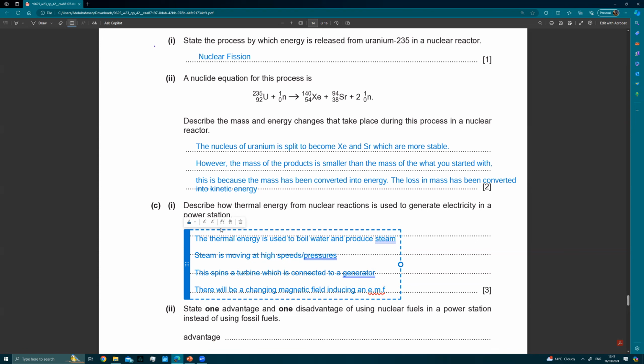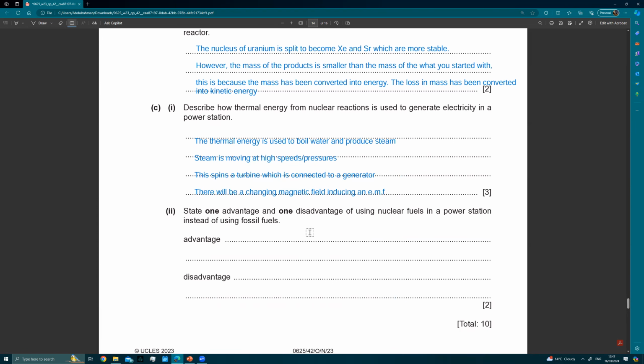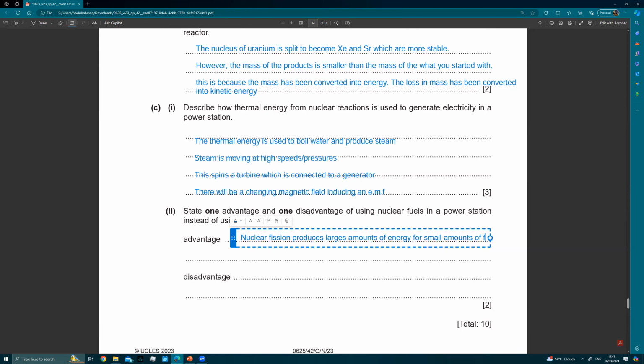And that's how you basically produce electricity. Okay, say one advantage, one disadvantage. An advantage is that you could produce lots of energy. For a small amount of fuel, so much energy is produced from uranium, the fuel of nuclear fission. So you're going to say nuclear fission produces large amounts of energy for small amounts of fuel used up.